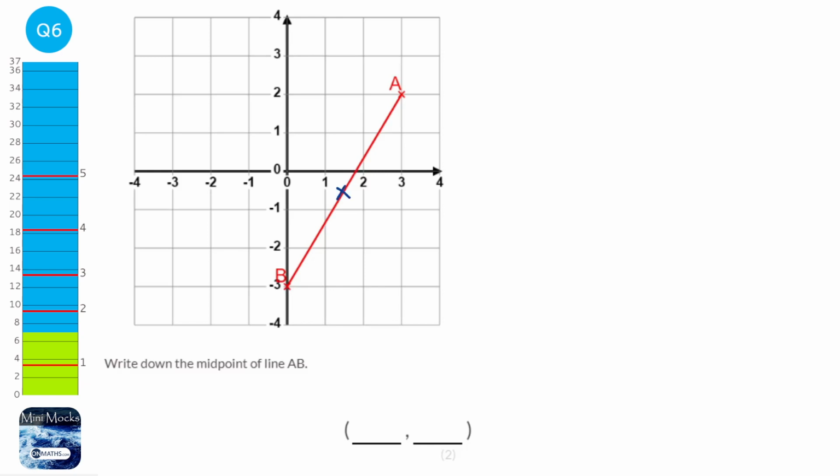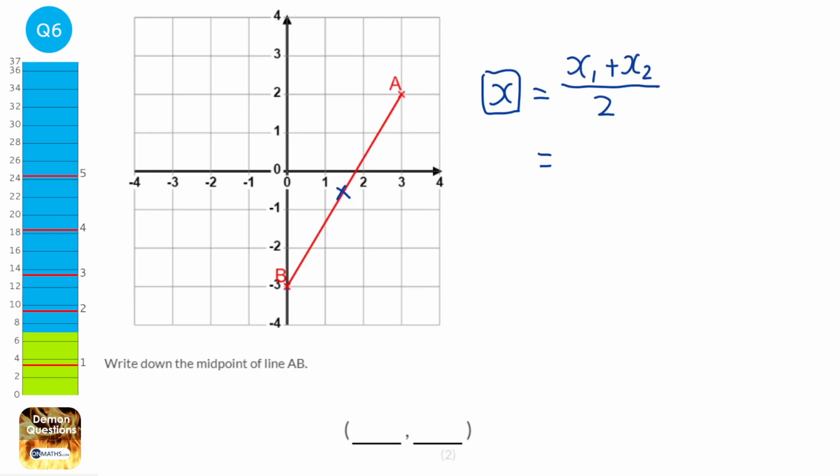The midpoint of a line is the halfway point, and we can see that it is roughly here. And there's a couple of different ways we can work this out. Either we can just look at the graph and try and work it out that way, or we can use the equation. Now the equation is, to find the midpoint for the x, what we do is we add the two x coordinates together and we divide by 2.